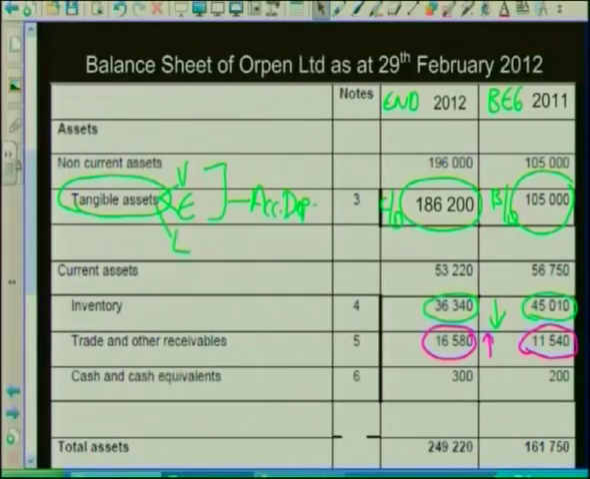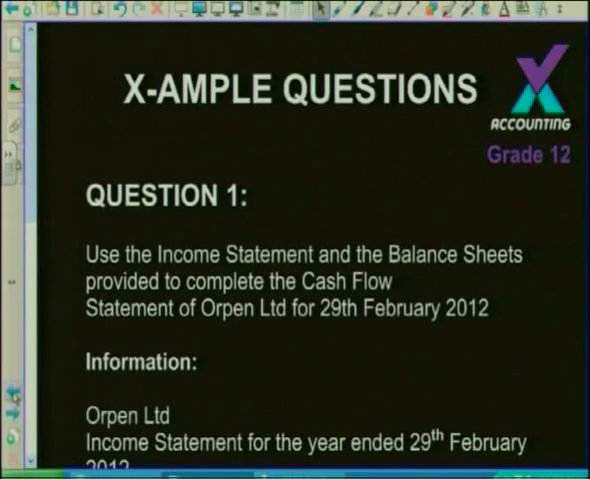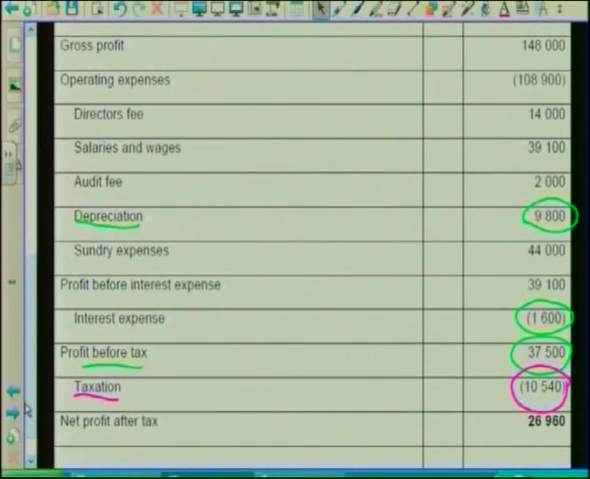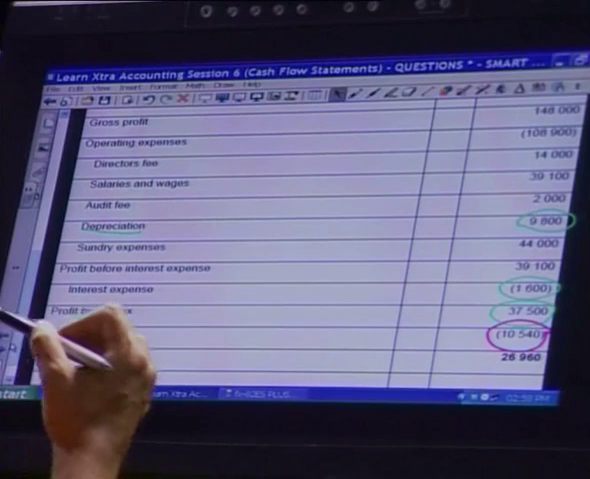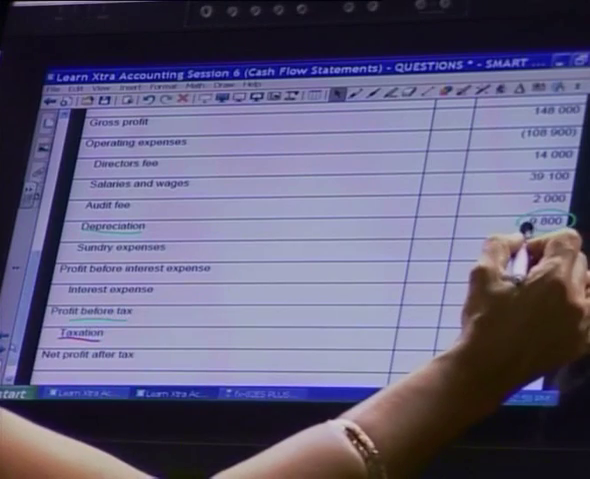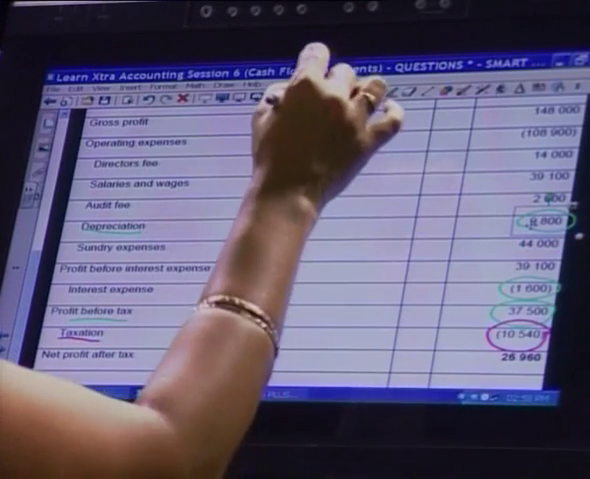Now, another very important item that decreases your tangible asset value is depreciation. Did we write off any depreciation during this financial year? Let's quickly check. Okay, where are we going to go? Correct, our income statement. We came across this before. Income statement, so if we now look at depreciation, there we go. We've written off 9,800 Rand. In other words, our carrying value, our tangible asset value would decrease by this 9,800 Rand.